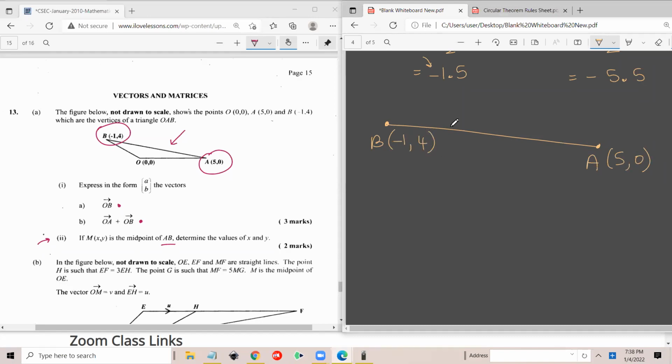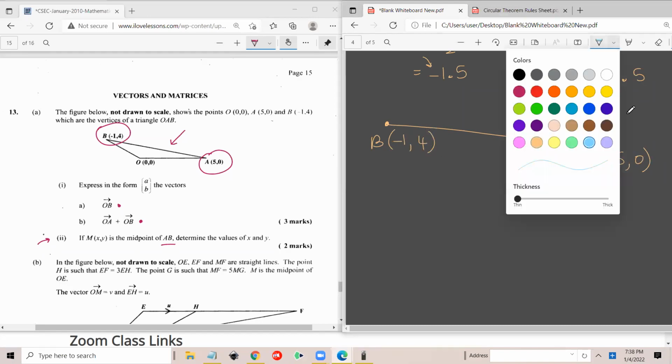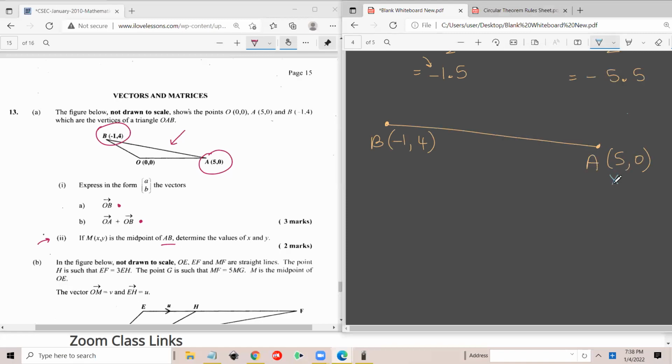Right? It doesn't matter which point you choose first. If you choose A first, you call it x1 and y1. And the point B will be what? x2 and y2. So you can calculate xm and ym.